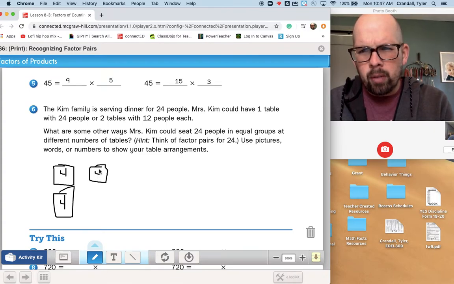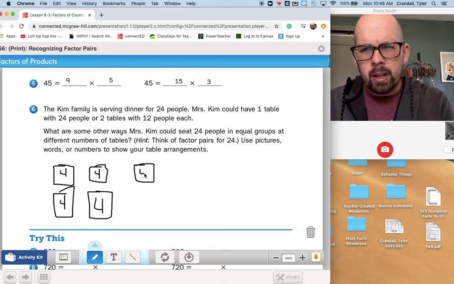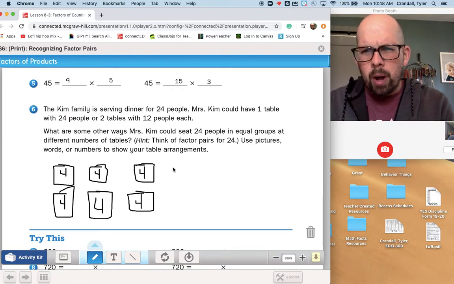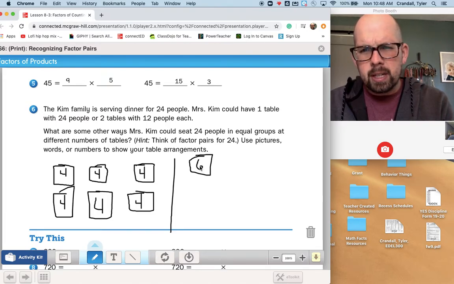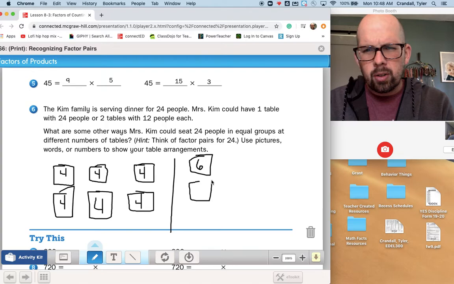4, 8, 12, 16. Oh, that was 12, actually. This one makes 16. So there's 4, 8, 12, 16, 20 people seated, 24 people seated. They're all set up to play euchre, too. So what are some other ways we could do it? There's one way. Another way would be to do the turnaround of that. Tables of 6. So 4 tables with 6 at each table. I think that would work too. So those are ways that Mrs. Kim could set up some tables.